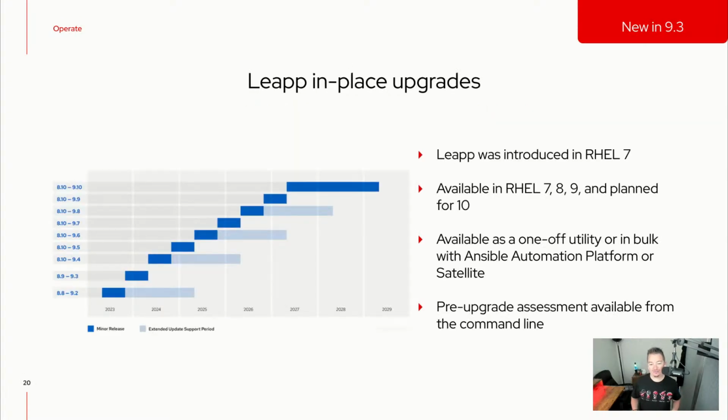Also, Red Hat Enterprise Linux has been using Leapp for its in-place upgrades for the last several major releases, from 7, 8, and 9, and we're planning on continuing Leapp into RHEL 10. So if you're on RHEL 8 and you want some newer hardware or some newer drivers, you can use Leapp to do in-place upgrades from 7 to 8 or 8 to 9, and take advantage of the lifecycle changes there.